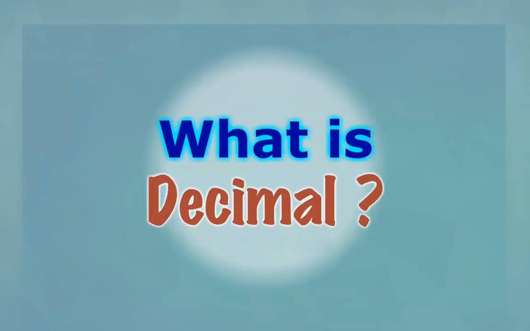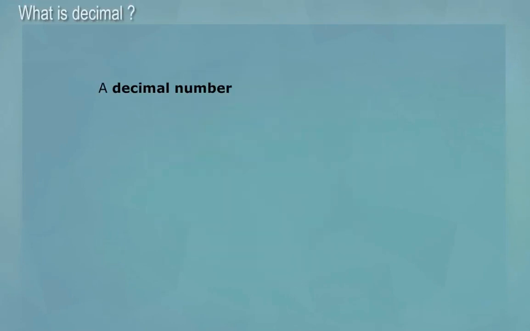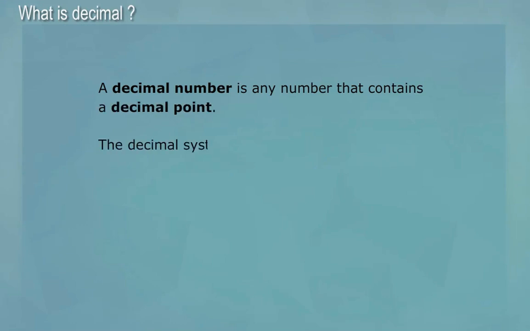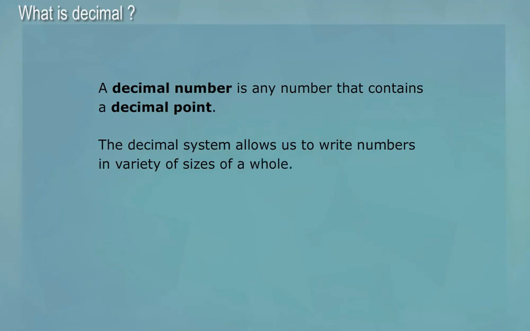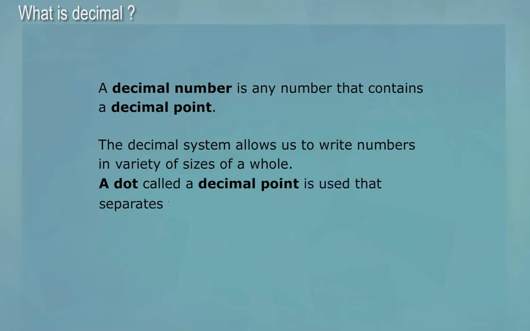What is decimal? A decimal number is any number that contains a decimal point. The decimal system allows us to write numbers in a variety of sizes of a whole. To do this, a dot called a decimal point is used that separates the whole numbers from the parts of a whole.